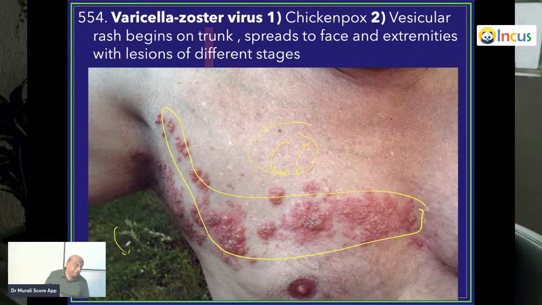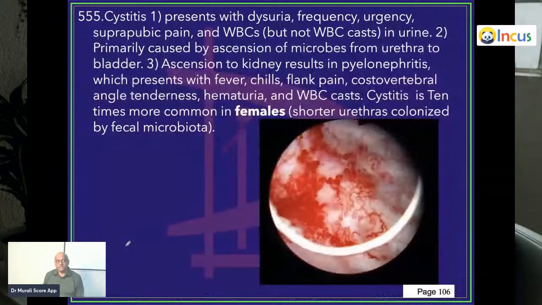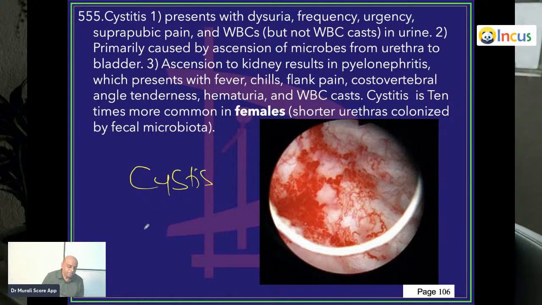So sometimes before the rash, only pain in the dermatomal pattern. Whenever somebody is having that, you should think of varicella zoster, which is chickenpox reactivated. Then very commonly, cystitis. What is cystitis, doctor? Bladder. Urethritis is of the urethra. Urethra is different from bladder, I think you know that.